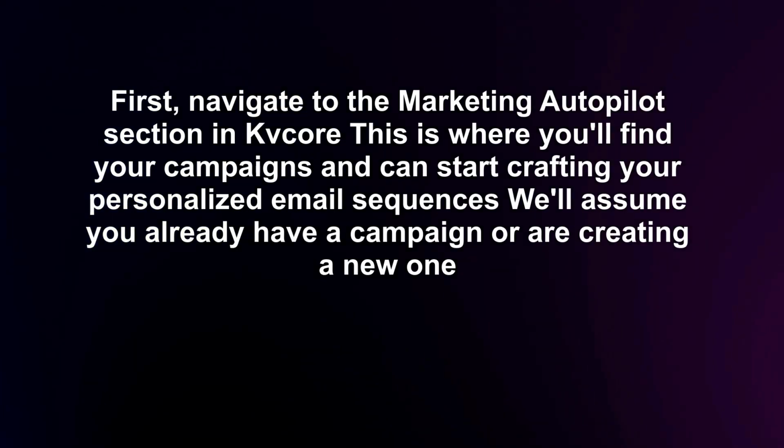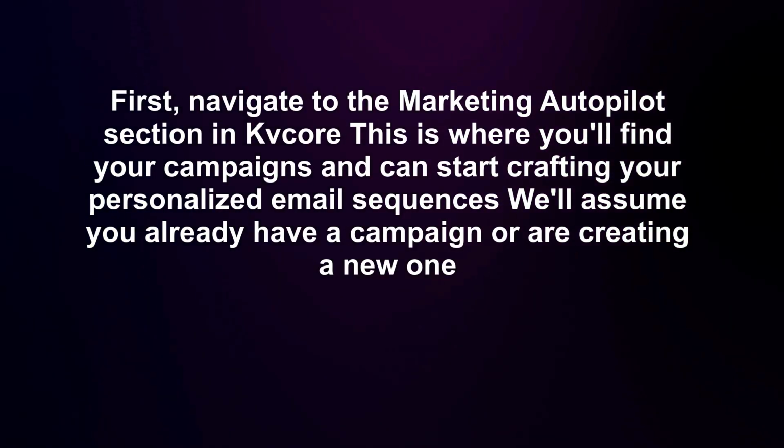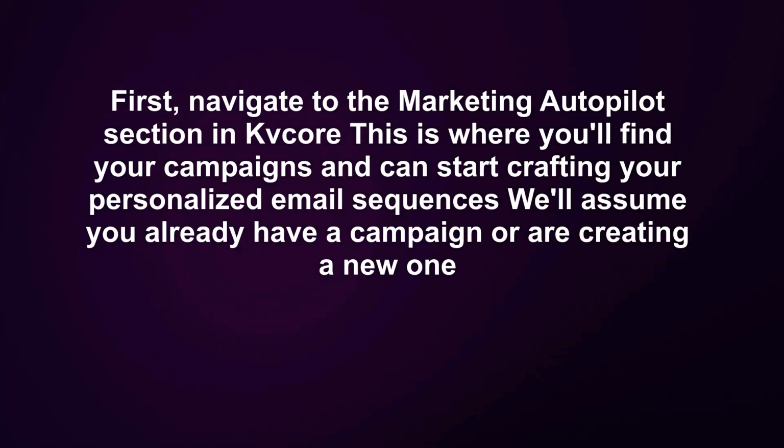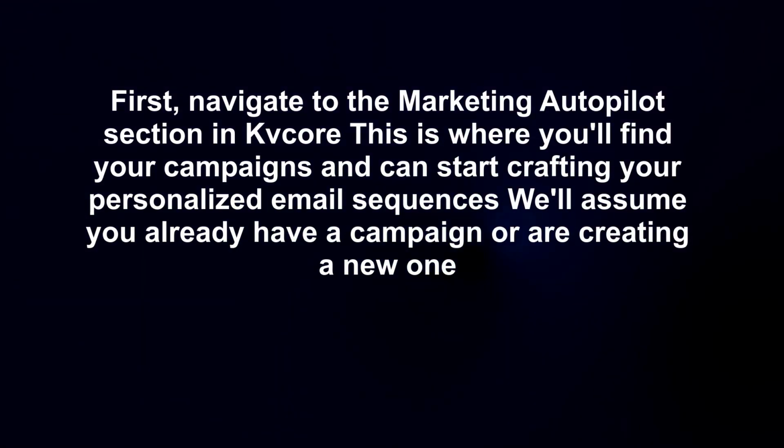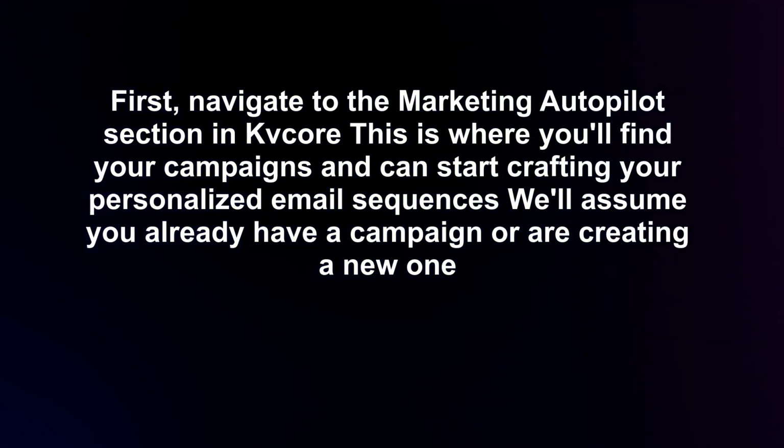First, navigate to the Marketing Autopilot section in Kvcore. This is where you'll find your campaigns and can start crafting your personalized email sequences. We'll assume you already have a campaign or are creating a new one.